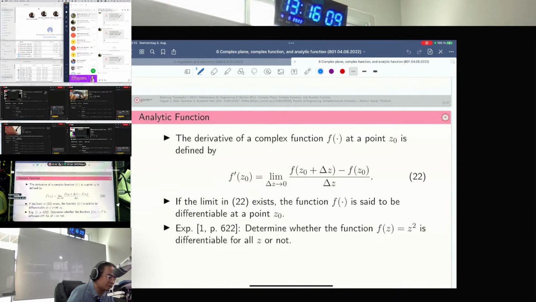and that function, this increment tends to 0, and if the limit exists the function f is said to be differentiable at a point z0. That's the definition. It's quite simple, right? Like in basic mathematics that you have seen before, but this ratio is applied to the complex case. The function is complex valued.